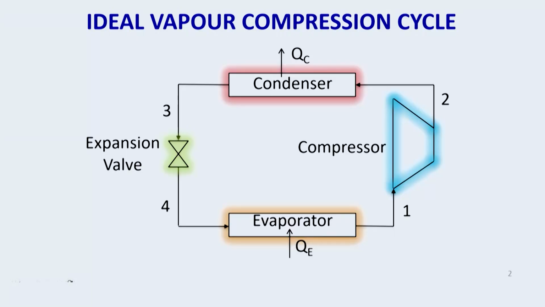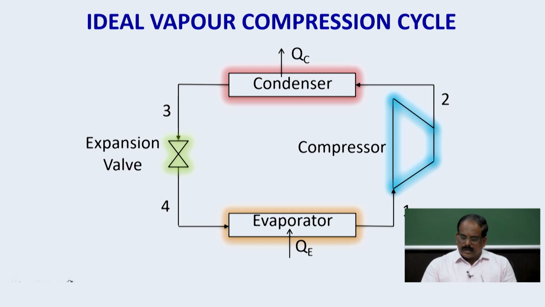So this is the schematic of the ideal vapor compression cycle, which we had already discussed in lecture number 2. To just summarize, there are 4 major components of the ideal vapor compression cycle: compressor, condenser, expansion device, and evaporator. The refrigerant is compressed isentropically, that is the reversible adiabatic process, from 1 to 2.